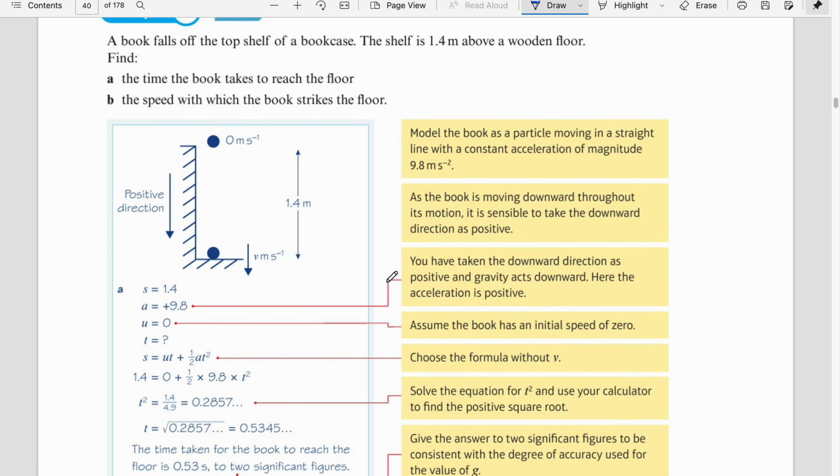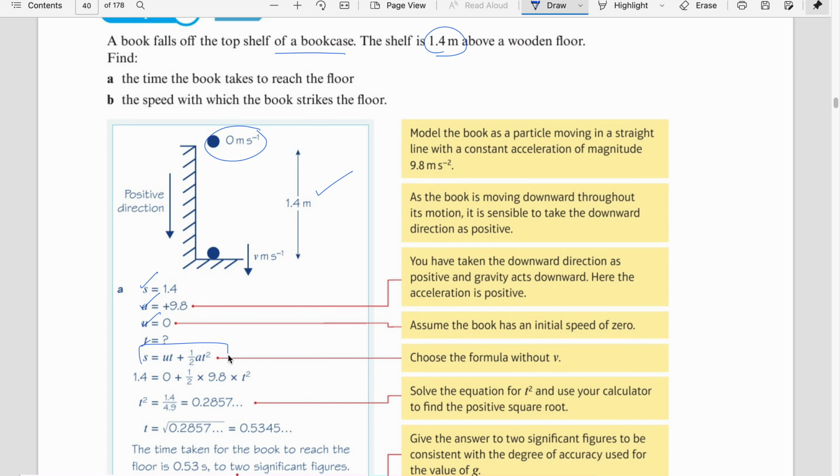One example question, then we'll move on. A book falls off the top shelf of a bookcase. The shelf is 1.4 meters above the wooden floor. Find the time the book takes to reach the floor. So the 1.4 distance is already given. Initial speed as it falls, so it was at rest, is 0. Final velocity is unknown. Displacement is given. Acceleration is already known because it is under the action of gravity. Initial velocity is known. Time is unknown.